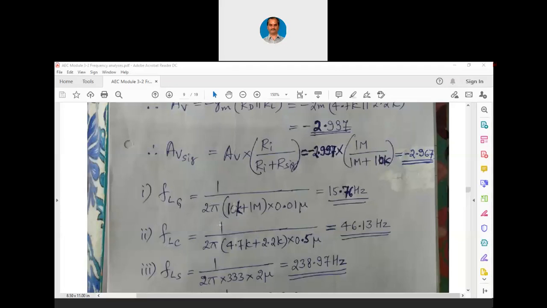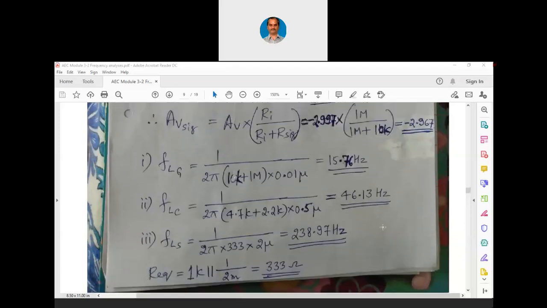Now FLC is 1 over 2 pi into R0 plus RL into 0.5 micro. Here small rd is not given. As small rd is not given, we can ignore it. We can directly substitute capital RD plus RL into the capacitance which is provided at the output. Here we have noted it as CC, coupling capacitance, that is 0.5 microfarad. So we get the value 46.13 Hertz.